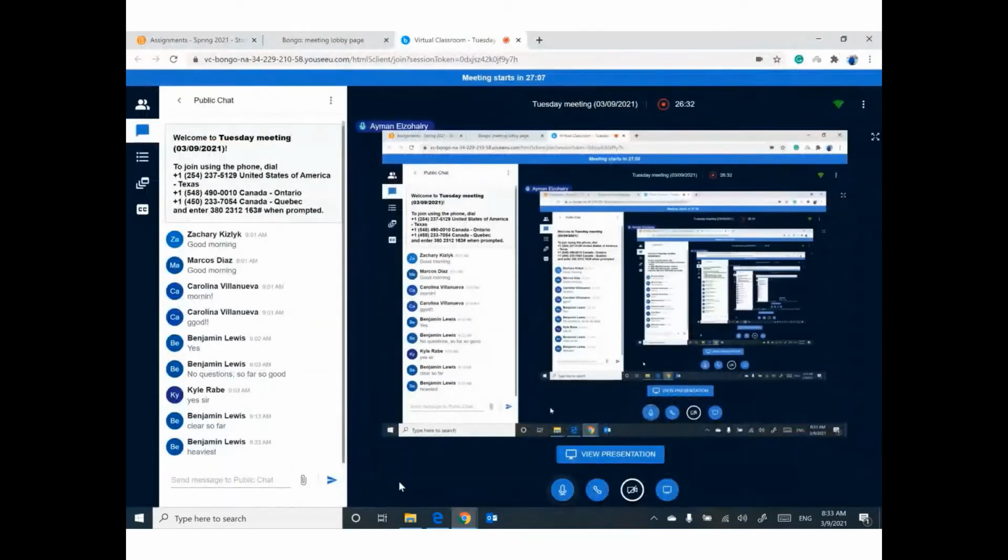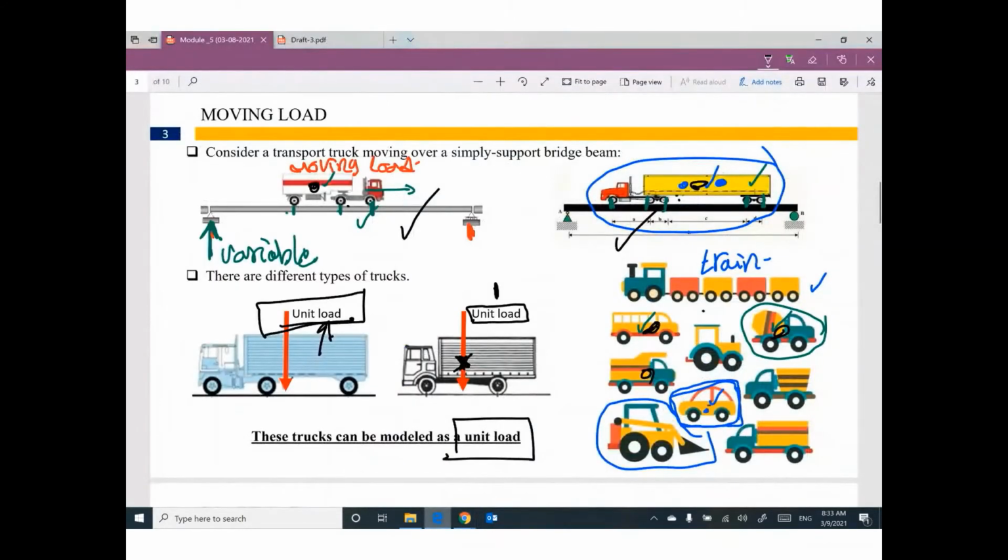Any question? So, Benjamin, we will not use the heaviest one or the biggest one or the smallest one. No, we will get the influence line due to a unit load. The unit load is moving from this side to the other side. Once we did this, we can convert this influence line to the effect of any of these trucks.